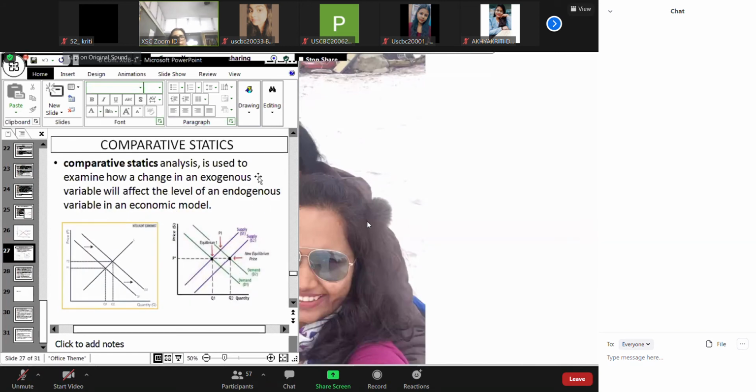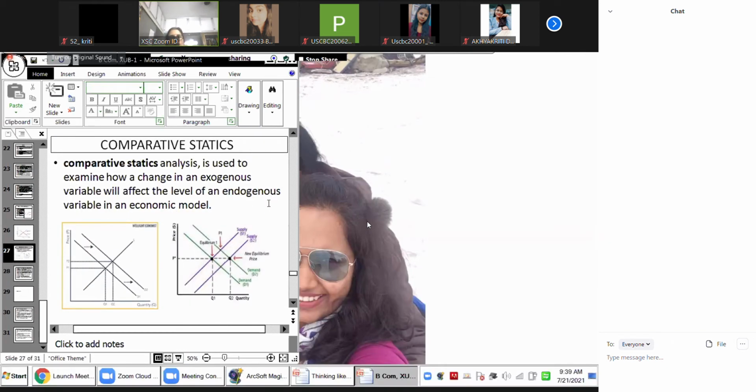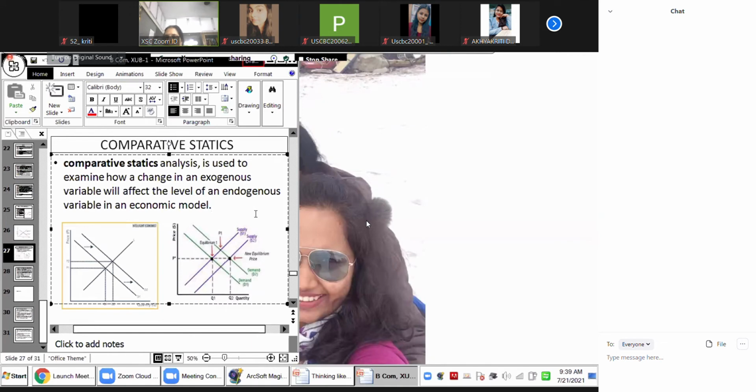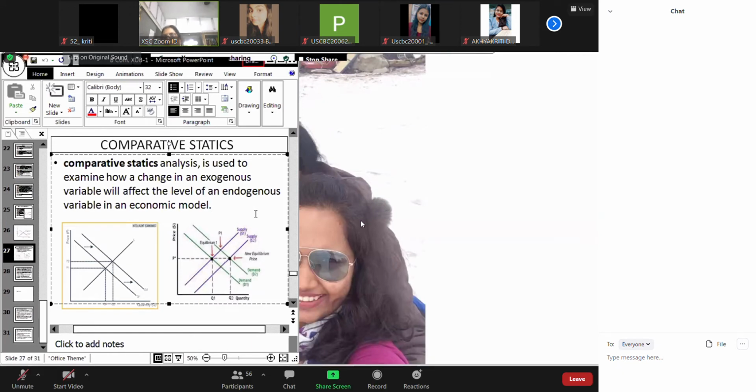Here we have finished, isn't it? We have finished that comparative statics. So comparative static analysis is used to examine the change in the exogenous. We have previously discussed what is an exogenous variable and what is an endogenous variable.